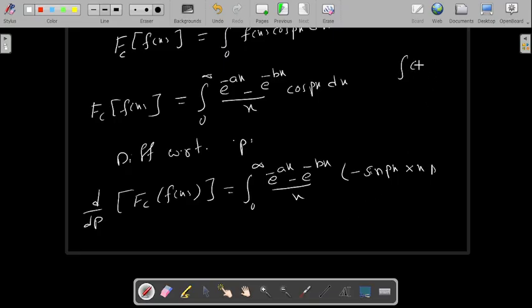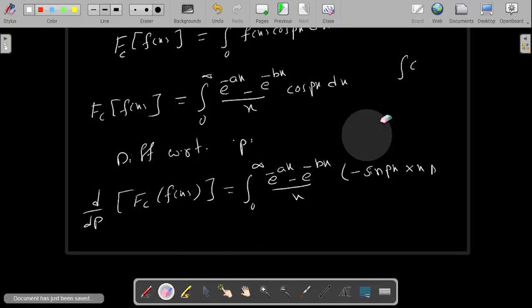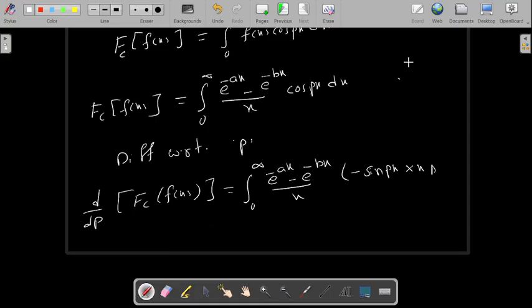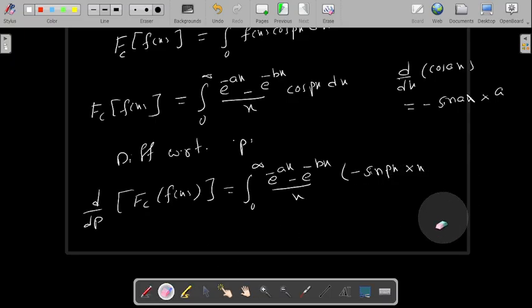Like for example, d by dx of cos ax. What is that? Minus sin ax, with the quotient a into a. So cos px differentiation is minus sin px into x, into dx. Okay.